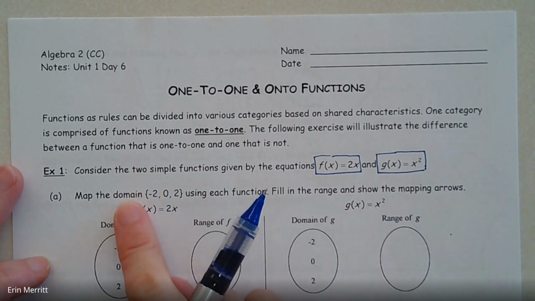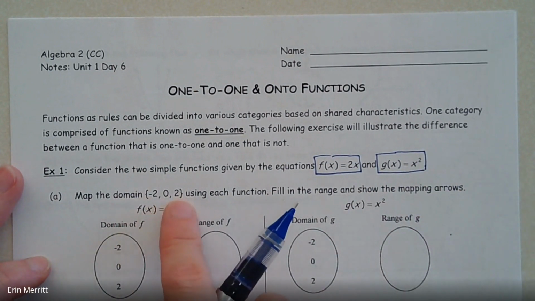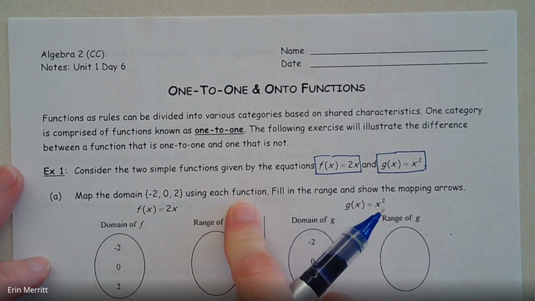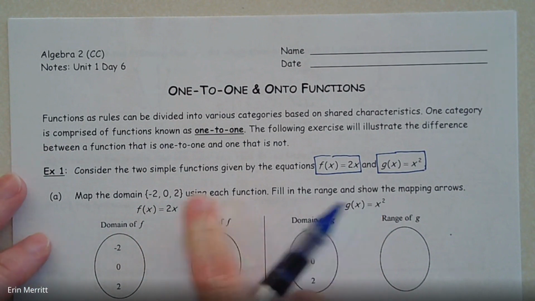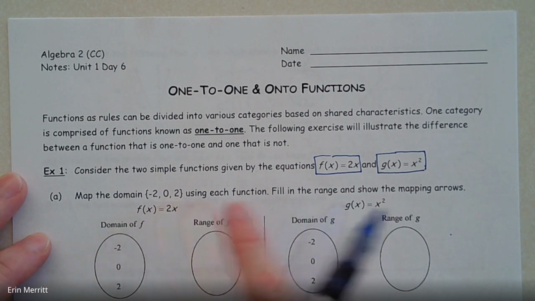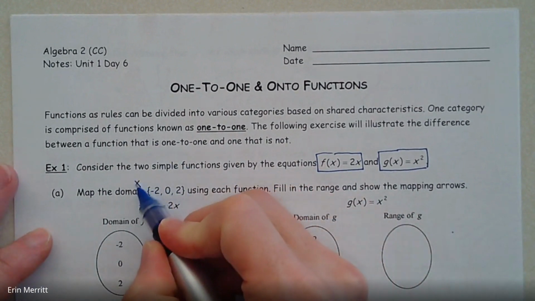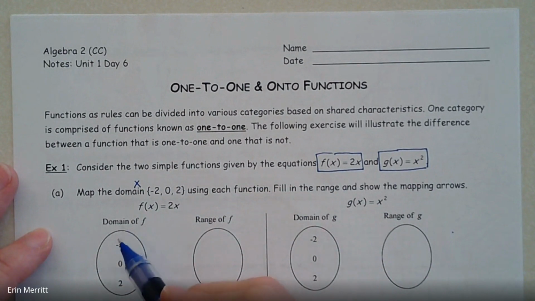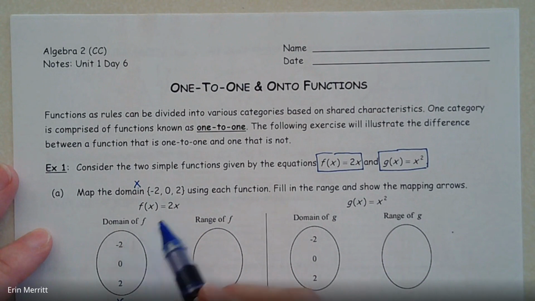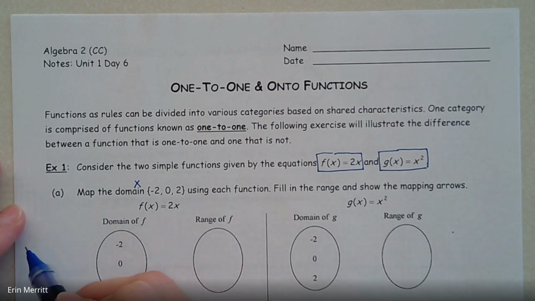When it says map the domain from -2, 0, and 2, not map it onto the function, but map this domain using each function and fill in the appropriate range. All we're really saying is domain means here's some x values that we're going to use. So in the domain over here where we are talking x's, if we plug -2 into the function, you can do a little work off to the side.